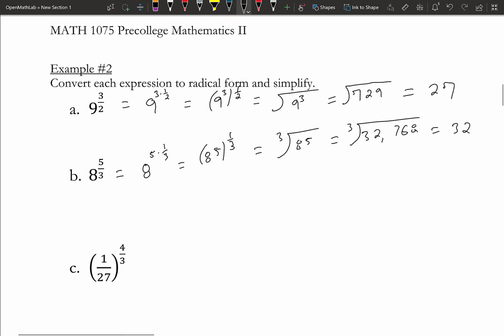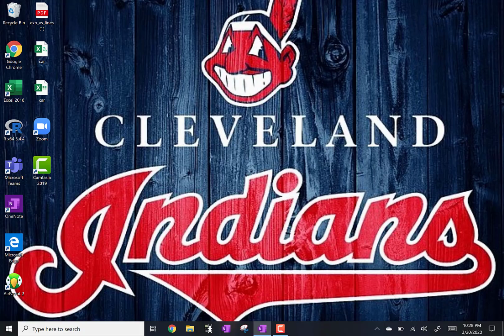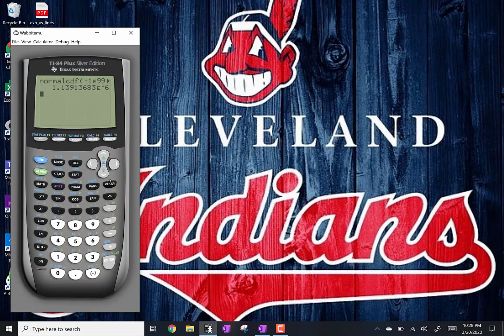I just want to show you real quick, as practice, how to enter that in the calculator. I'll pull up my graphing calculator. The first one, part A, we did the square root of 729. I can just hit second, square root, type in 729, and hit enter, and we get 27, like we had said.